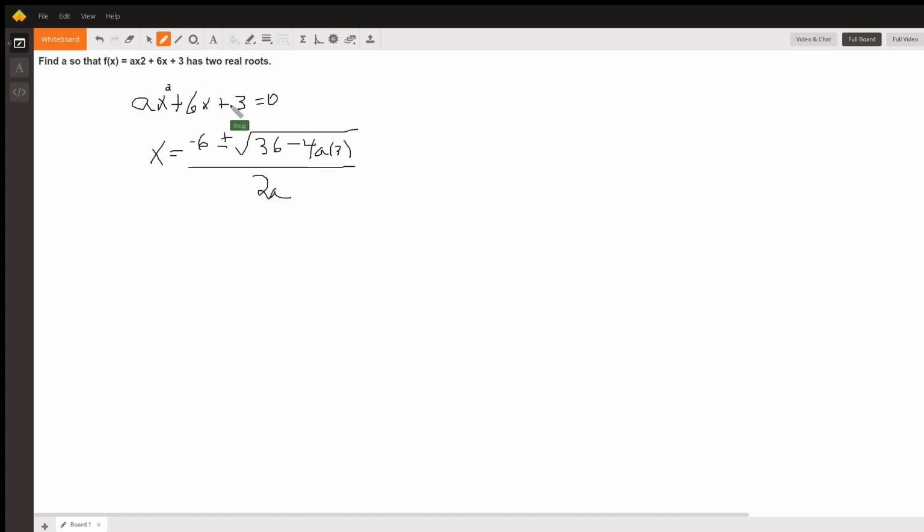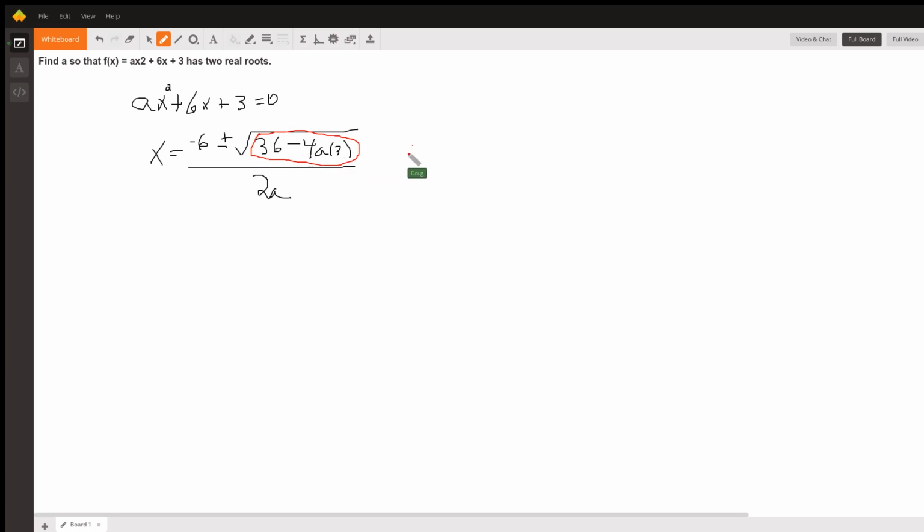This expression under the radical is called the discriminant. It's going to tell us how many and what kind of roots we have for this equation. In order to have two real roots, we have to be taking the square root of a positive number. So that means, of course, if this was equal to 0, we'd have one real root. And if it was less than 0, we'd have two complex roots.